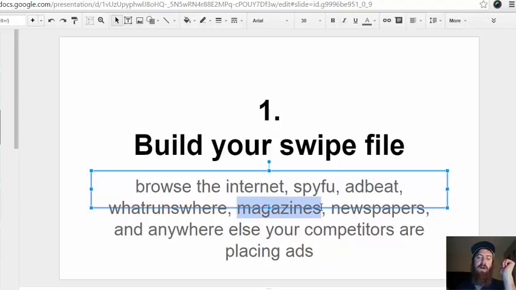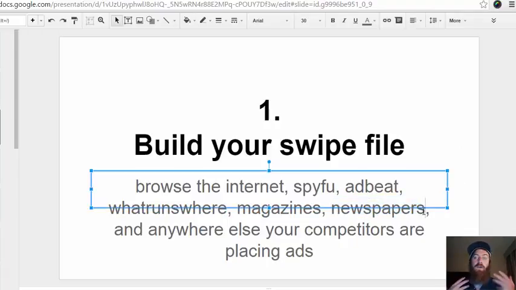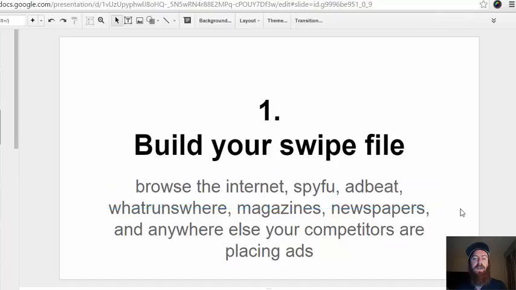Other places I look are magazines. One thing I don't like about the internet is lots of people tend to copy each other on the internet in some of the more competitive verticals, at least the ones I work in. And with magazines, you can always get fresh ideas. Newspapers, let's say you're a lawyer, look in the newspapers, see what lawyers have been running ads, day after day or week after week in your newspaper. And just anywhere else your competitors are placing ads.